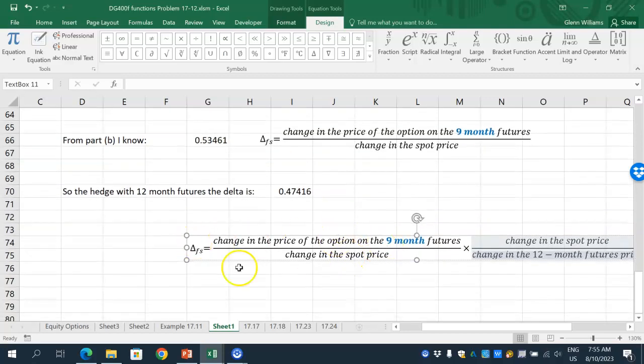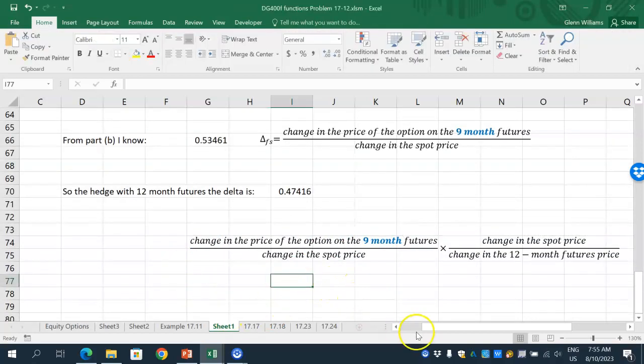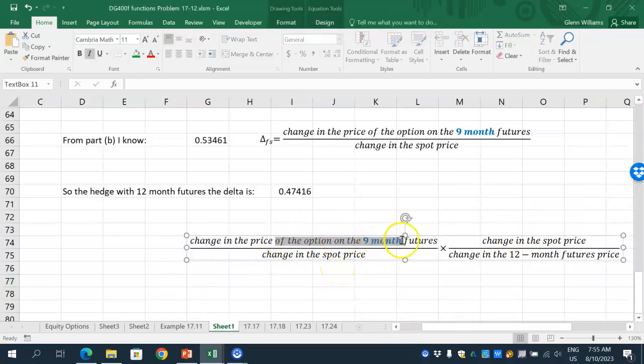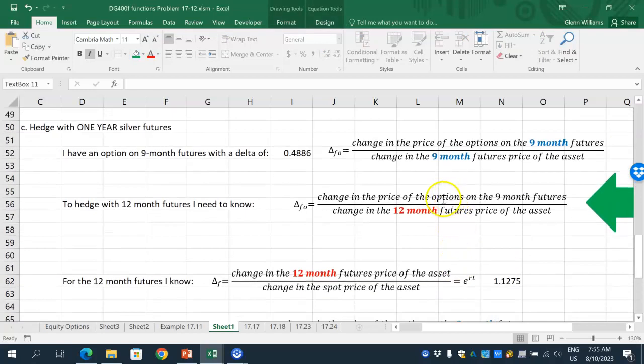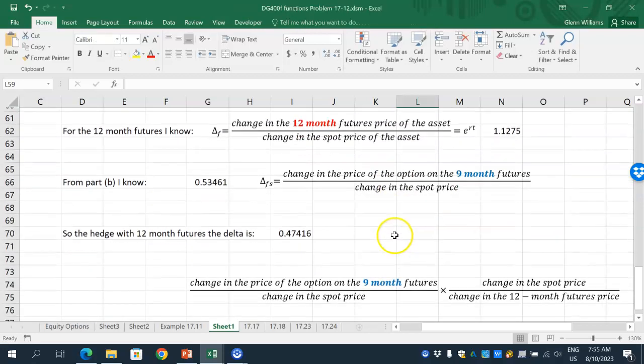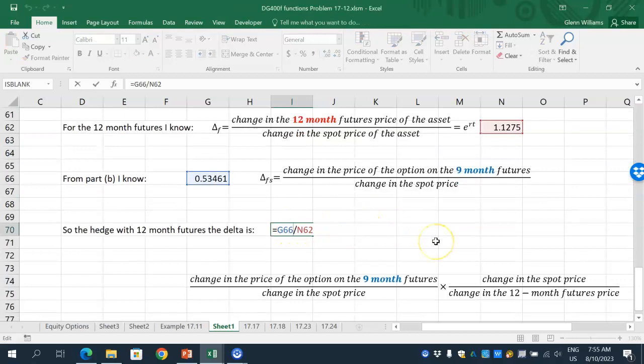Okay, and if I multiply those two together, notice the change in the spot price will cancel. And what I have is the change in the price of the option on 9-month futures relative to the change in the 12-month futures price, which is what I want. Since I'm trying to hedge my 9-month option on futures by using 12-month futures contracts. Okay, so to get that, again, this is an awful lot of setup just to say take that number and divide it by the other one, but I'm just trying to show you where that comes from.